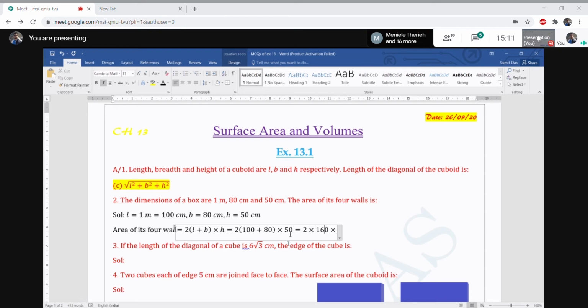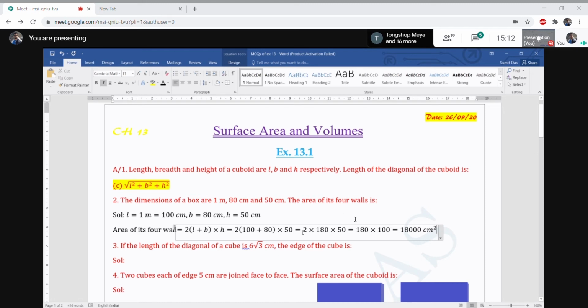160, no, 180. Sorry. Yeah, 180 and 50. Okay. How to multiply this one? First multiply 50 and 2. So it will be 180 into 100. So that is equal to 18,000 centimeter square. Okay, so that is the trick.